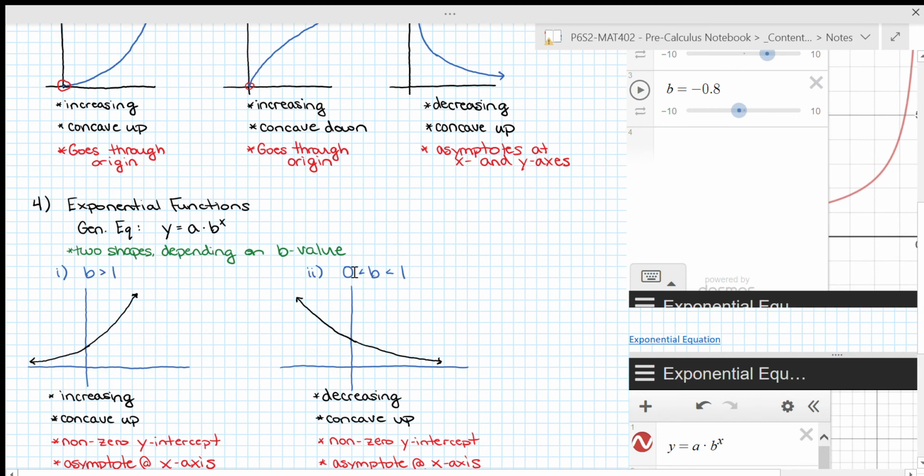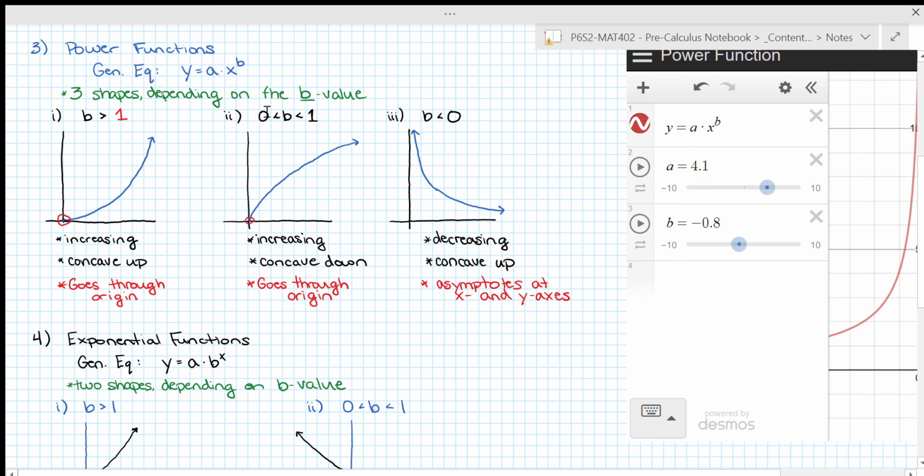When it's between 0 and 1, this thing switches. Instead of increasing, it starts to be a decreasing exponential function. This would be exponential growth. This would be exponential decay here. So again, this is very similar, not to the same b condition here.